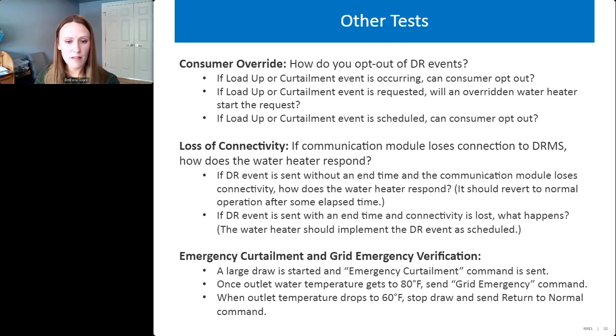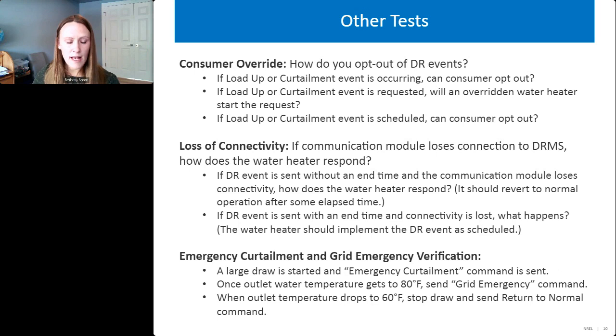So if a demand response event is sent with no end time and the communication module loses connection during the event, what does the water heater do? We would expect that after a certain period of time elapses, the water heater should revert to normal operation. In the event that the demand response event is sent with an end time, so let's say it's a 2-hour load shed event, and the connection is lost during that event, we would expect the water heater to complete the demand response event as previously scheduled, since the end time was part of the event definition.